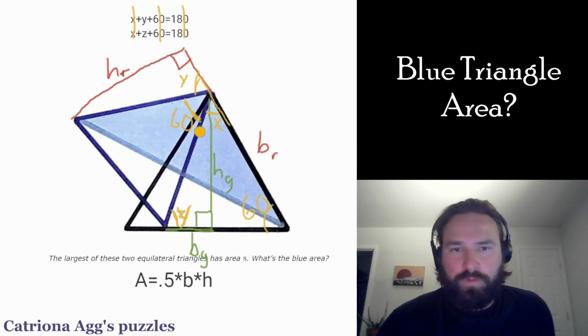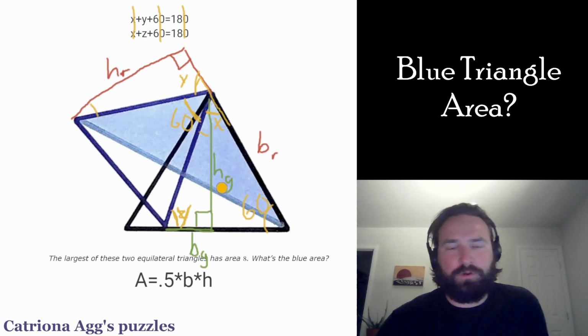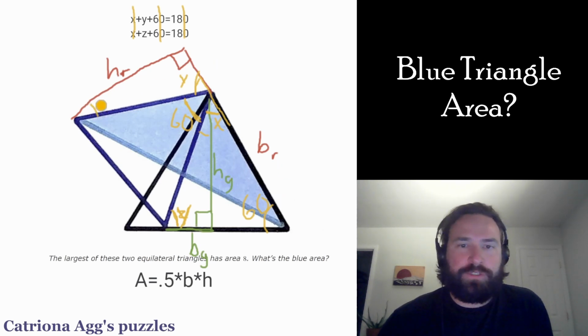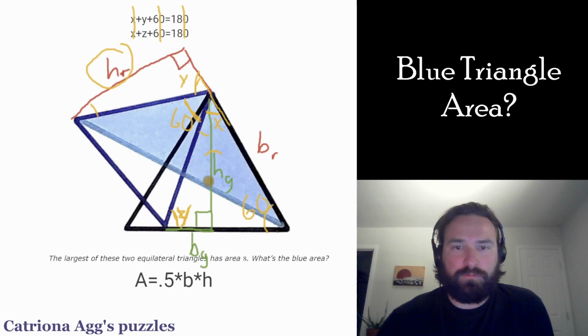And if we can prove that this angle is equal to this angle, we're going to have two congruent triangles here. And these two triangles have to have the same angles because they have two of the same angles, and they all have to add up to 180. So if y and y are the same, which they obviously are, this angle has to be the same as this angle. Now we've got two congruent triangles, and if we have two congruent triangles, then HR has to equal HG. And if HR equals HG and BG equals BR, then the areas are the same.